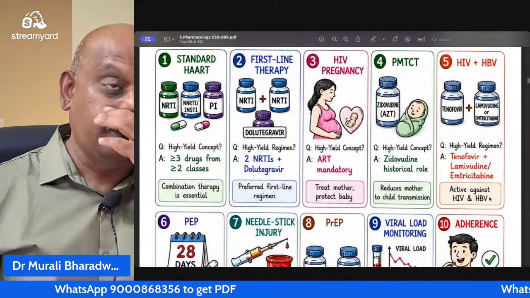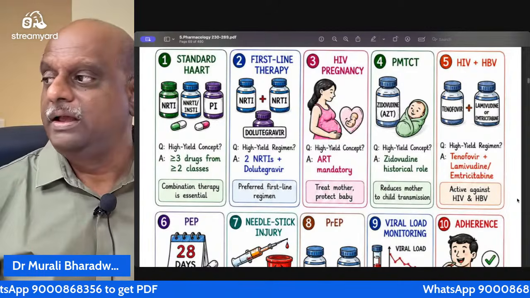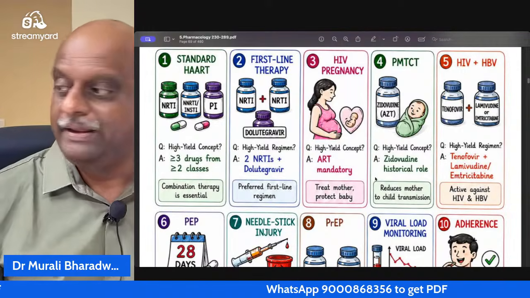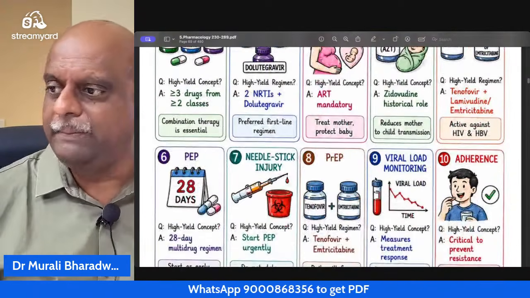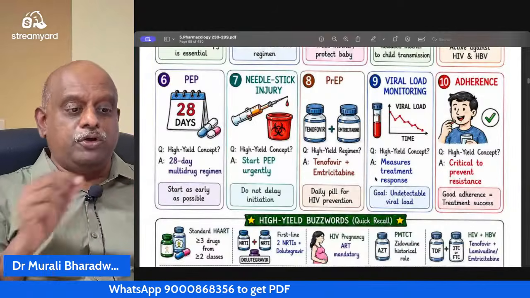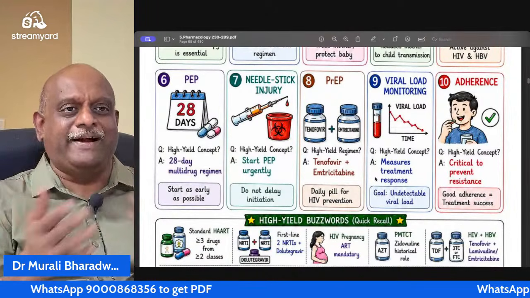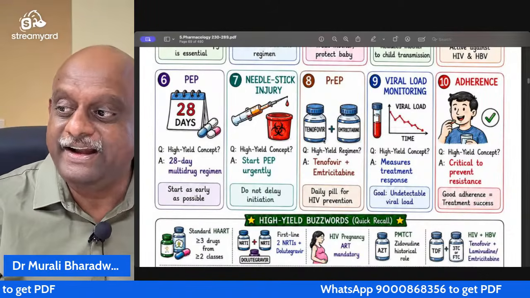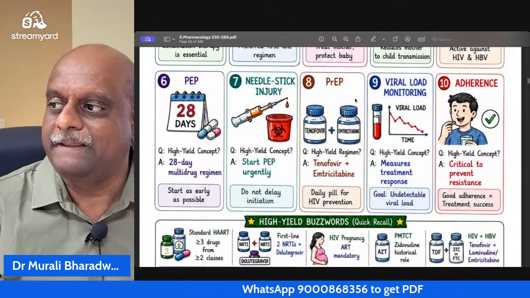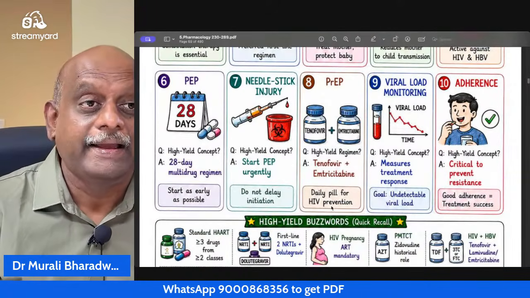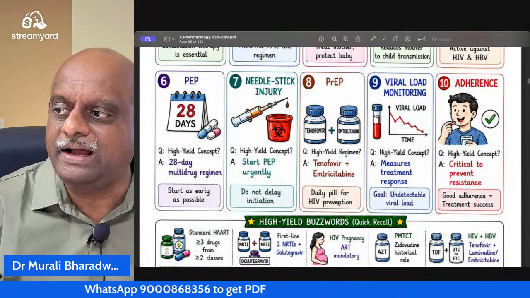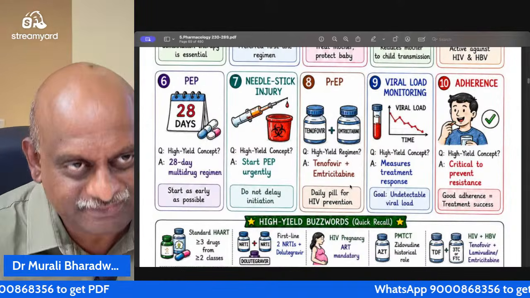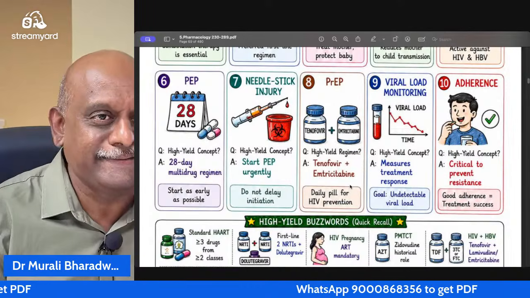Then for both HIV and HBV, what are the effective drugs? Tenofovir plus lamivudine or emtricitabine is against HIV plus HBV. How long is post-exposure prophylaxis? You have to take it for 28 days. As a doctor, surgeons especially, needle stick injury may happen, right? Then for prevention, 28 days of what? What is the preferred one? Tenofovir plus emtricitabine. At least now guidelines are clear.